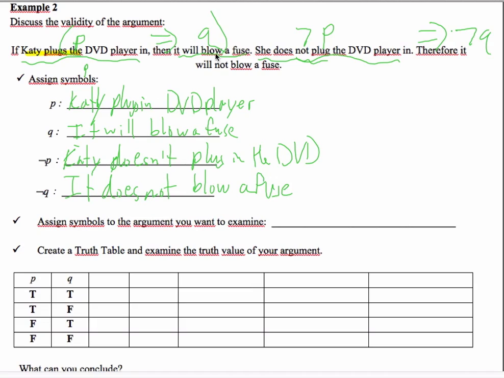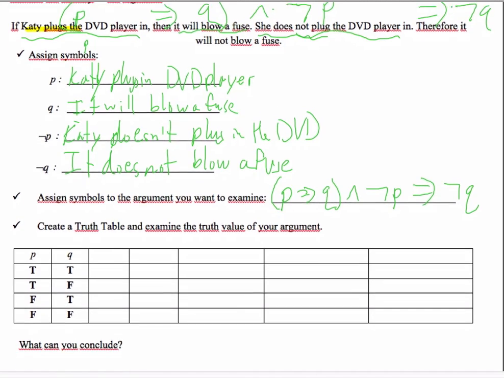Okay, so we take these two statements, we stick an and in between, and then implies not Q. So our whole statement is going to be P implies Q: if Katie plugs in a DVD player, then it will blow a fuse. And then we have not P, she doesn't plug in a DVD player. Therefore, it's not going to blow a fuse. So this is our argument.